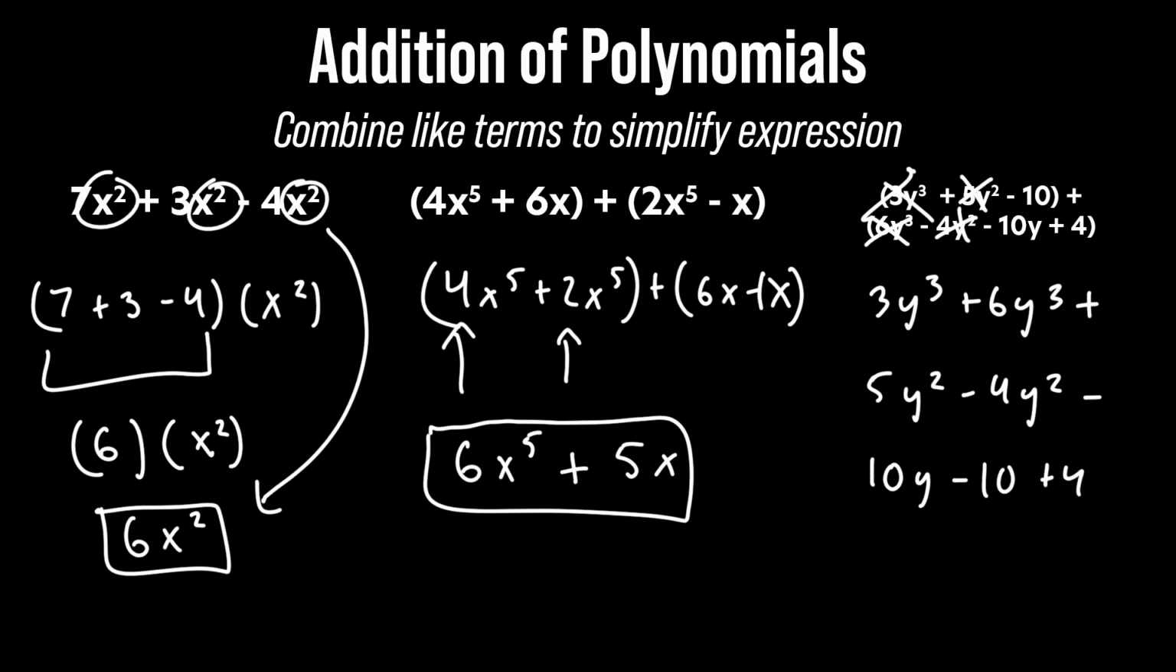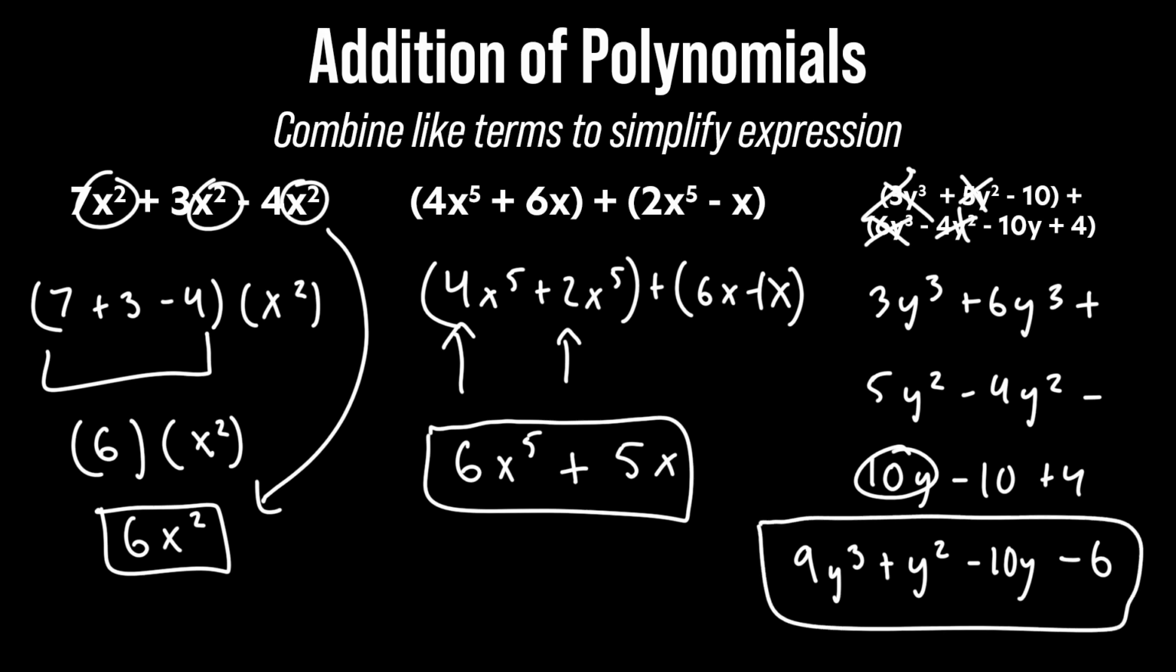So this first part, 3y cubed plus 6y cubed, that's 9y cubed. 5y squared minus 4y squared, that's going to be y squared. 5 minus 4 is 1. And then we have minus 10y, and then we have minus 10 plus 4, which is just minus 6. So this is our final simplified expression.